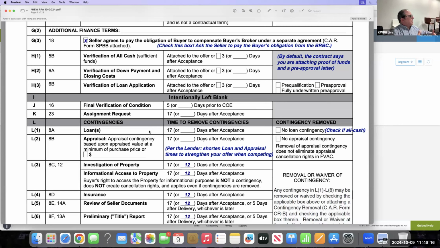So how long does a buyer have to get a loan and to get an appraisal, to investigate the property, to get into the property? By default, all these times are 17 days in the contract. So they have 17 days for a loan approval. If it's an all cash deal, you can check this box, no loan contingency. Someone who's paying cash doesn't need a loan, so obviously no loan contingency.